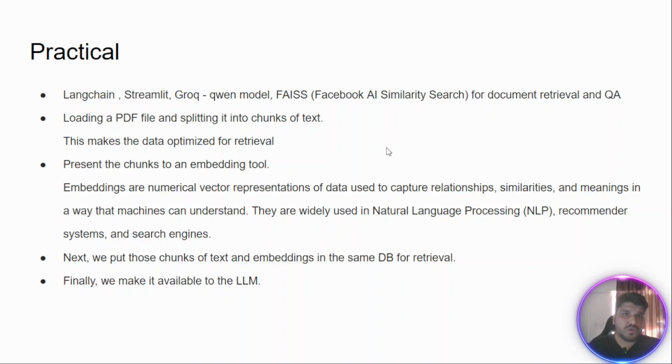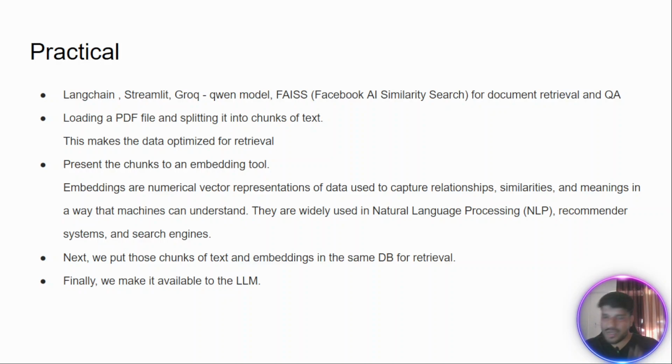Next, now we are going to the practical. As I mentioned, I just wanted to give some theoretical knowledge, so that if someone doesn't know, at least they come to some technical and theoretical understanding. So what we are going to do, we are going to use LangChain, then Streamlit for the UI presentation. Then we will use Groq, which provides free access to open source models. And here we are using Qwen. For the vector database or the similarity search, we are using FAISS. FAISS is the Facebook AI Similarity Search for document retrieval.